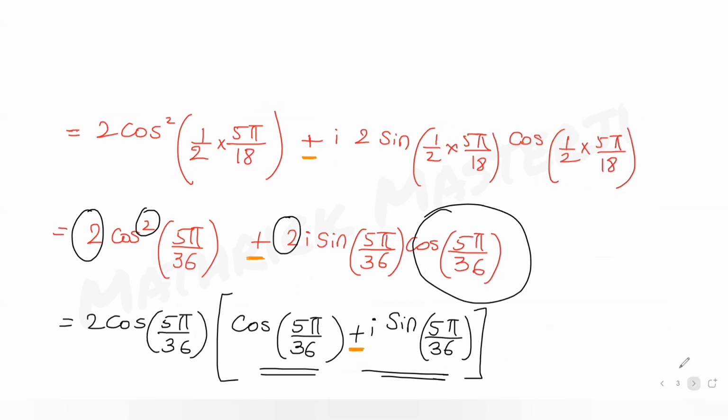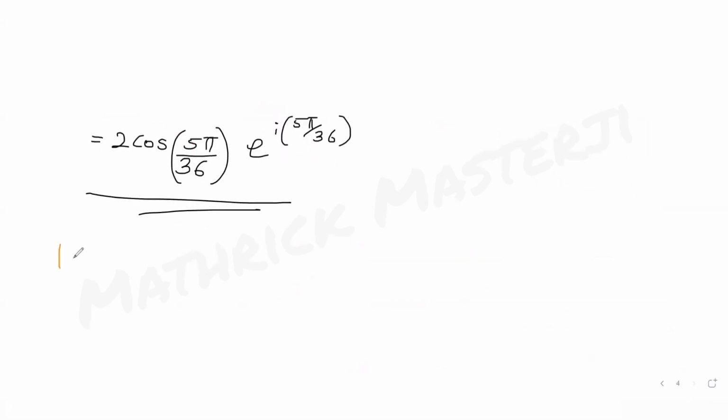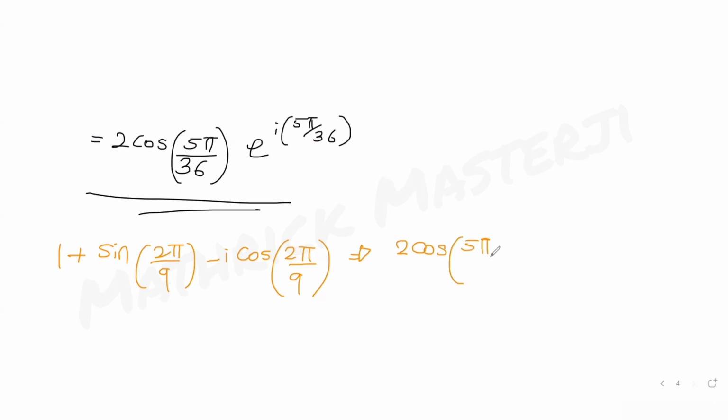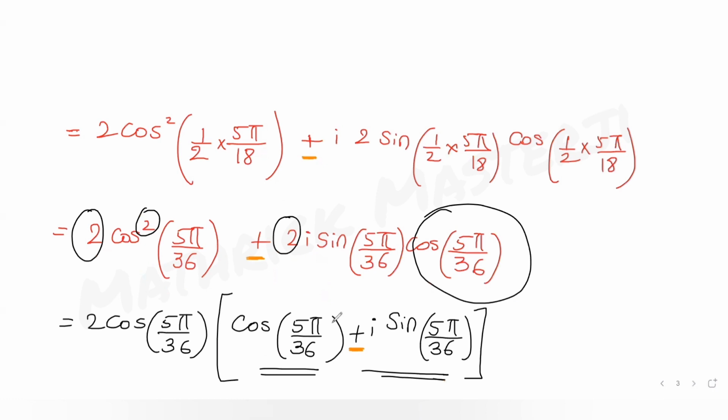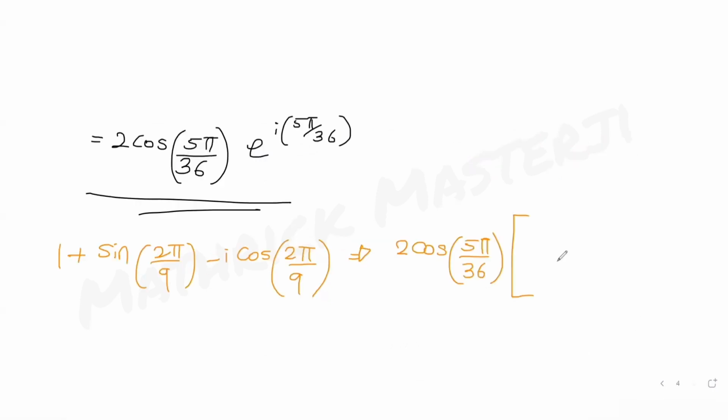So I can just write my denominator, which was 1 plus sine 2 pi by 9 minus i cos of 2 pi by 9, as 2 cos of 5 pi by 36 into, once we have this as cos 5 pi by 36 minus i sine 5 pi by 36, I can write that as e raised to minus i 5 pi by 36.